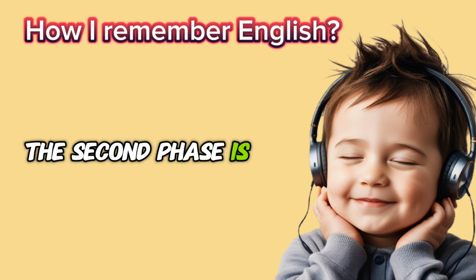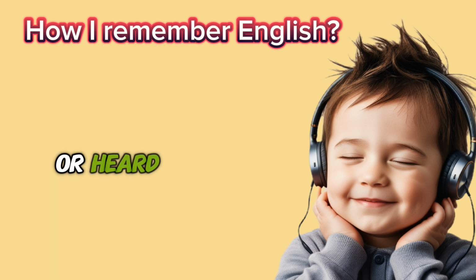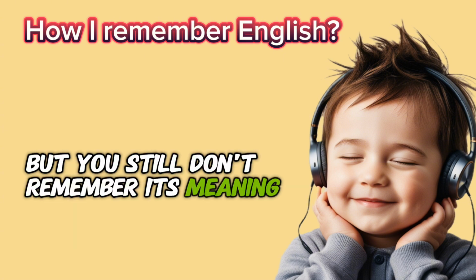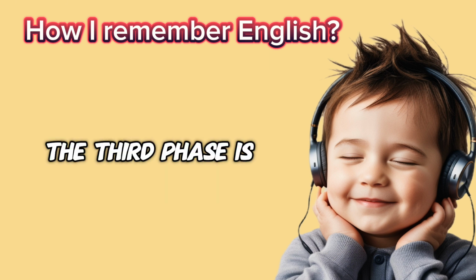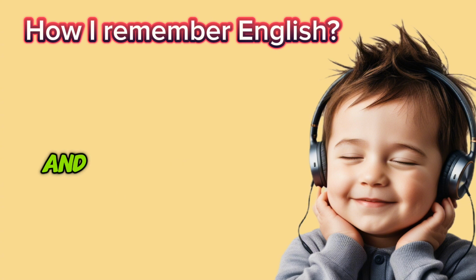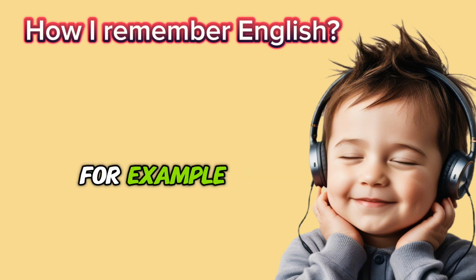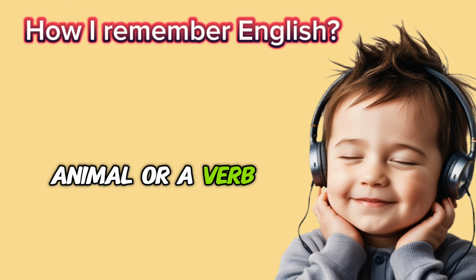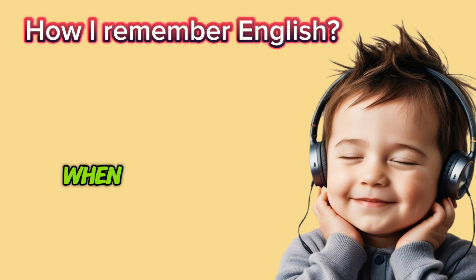The second phase is the moment when you see the word that you have already looked up in the dictionary or heard or saw it in the past. You know that you saw this word before, but you still don't remember its meaning. You look up the word again. The third phase is the moment when you see the word again and you feel what it could mean, but you're not sure. For example, you know that the word is some kind of object or some animal or a verb.